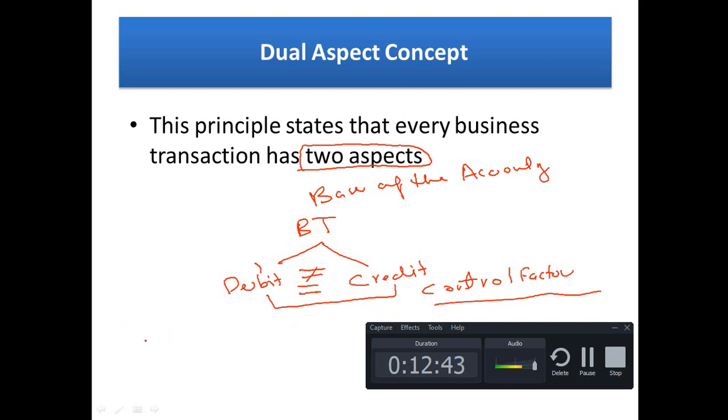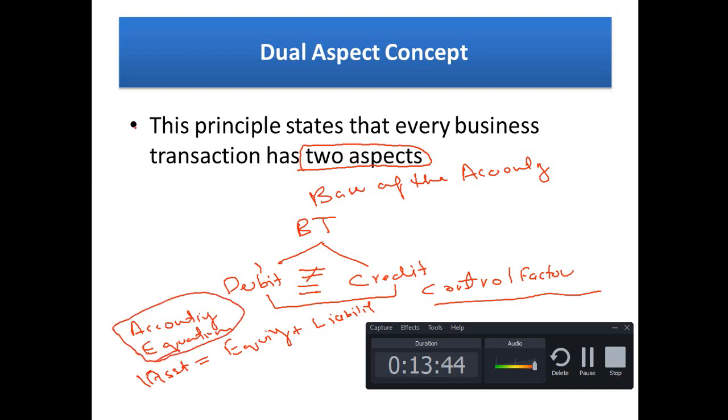This principle is also expressed in terms of an accounting equation, which is: asset of the business is equal to equity plus liabilities. It means the asset of any company is either financed by equity or liability. We have a separate lecture recorded on this accounting equation.